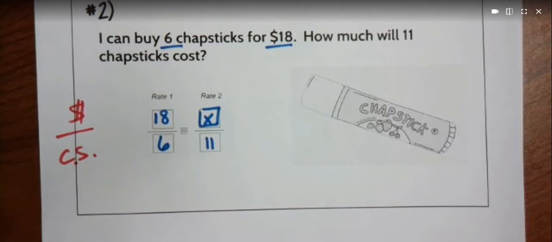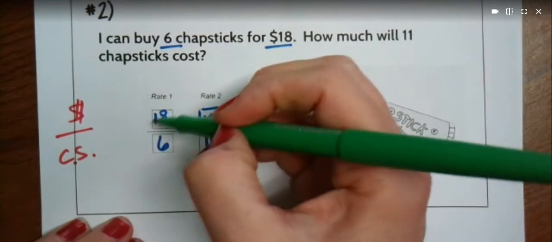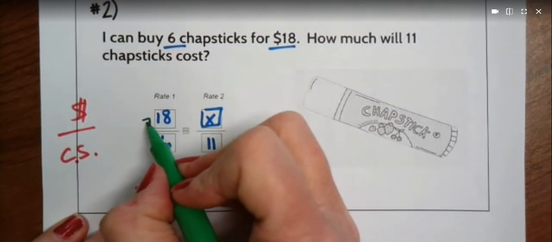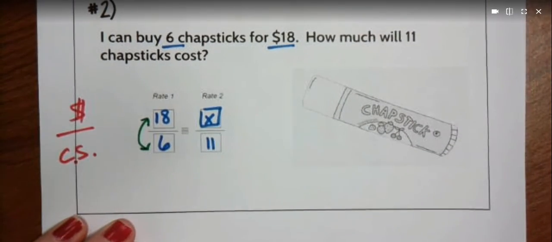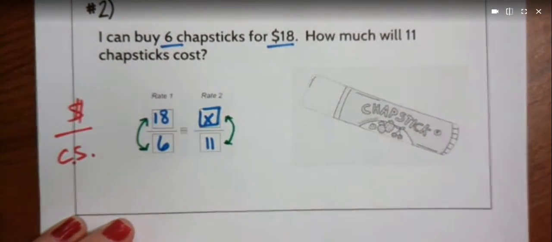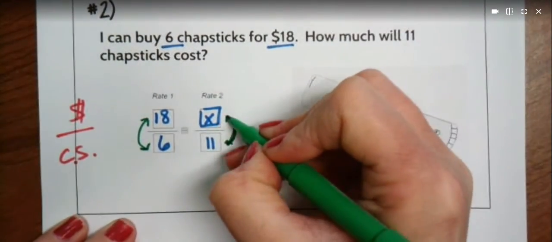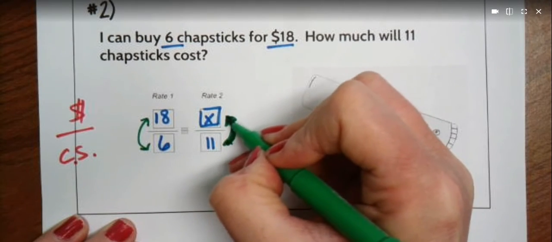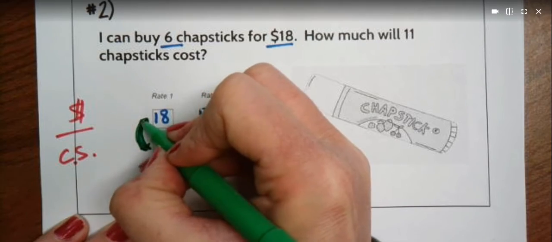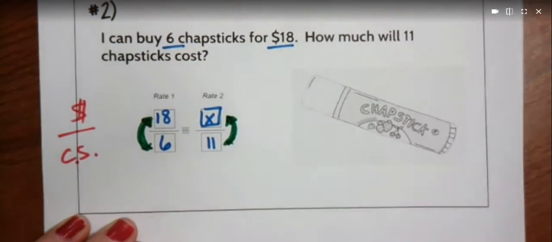Let's go vertically. 18 and 6. Ooh, there's a vertical relationship there, right? Yes, between 18 and 6. Now, look over here. I want to get from the 11 up to the x. So I want to go from bottom up to top. So let's look from bottom up to top over here.